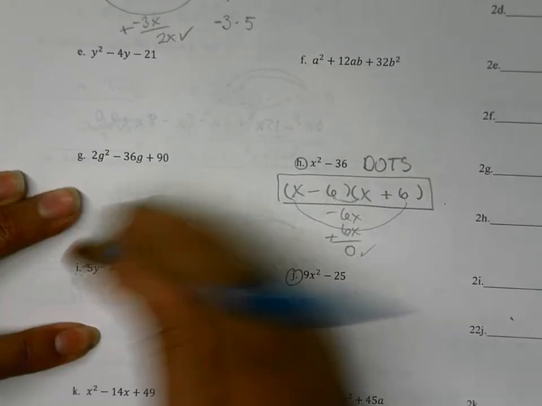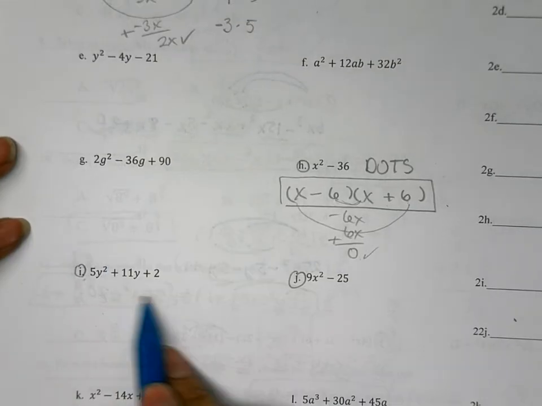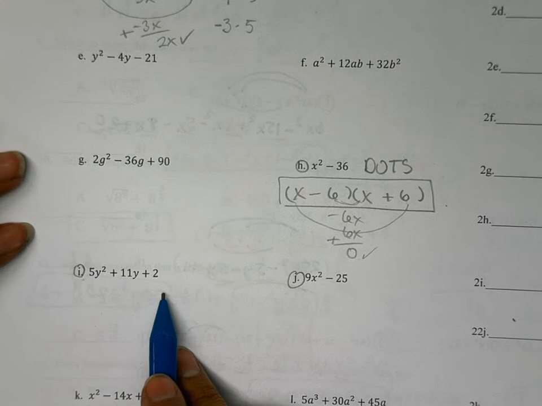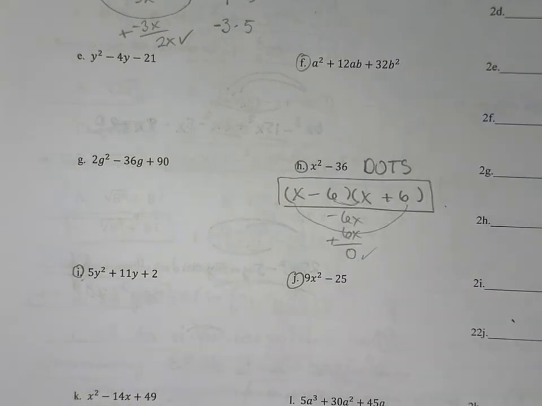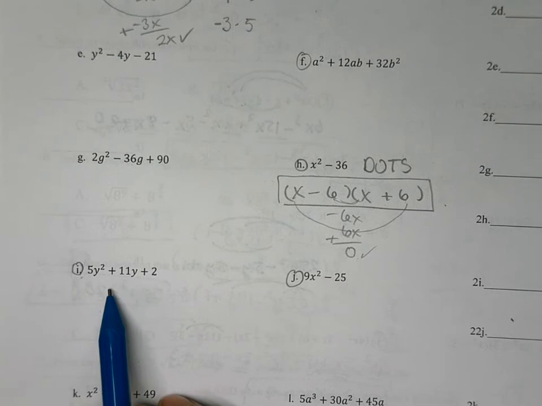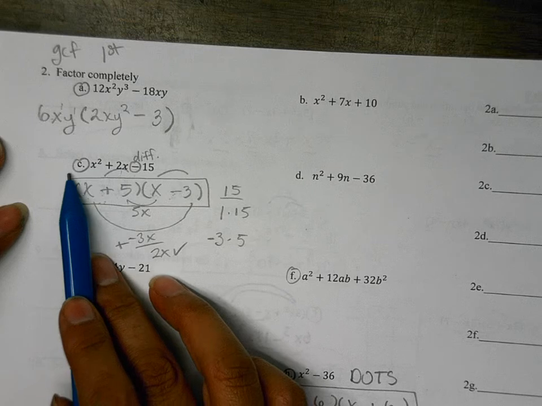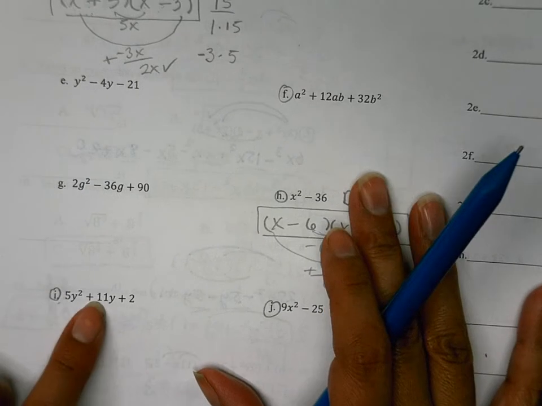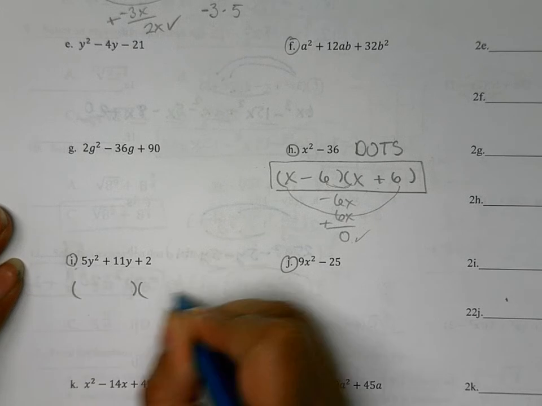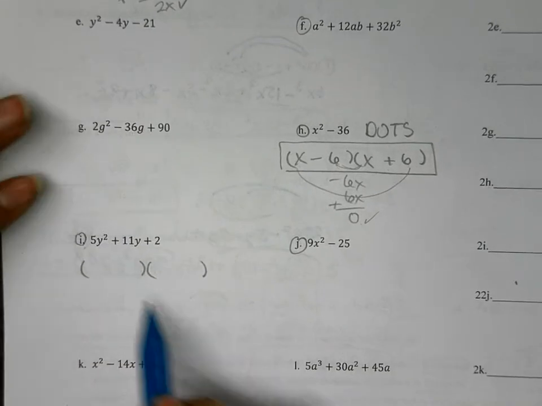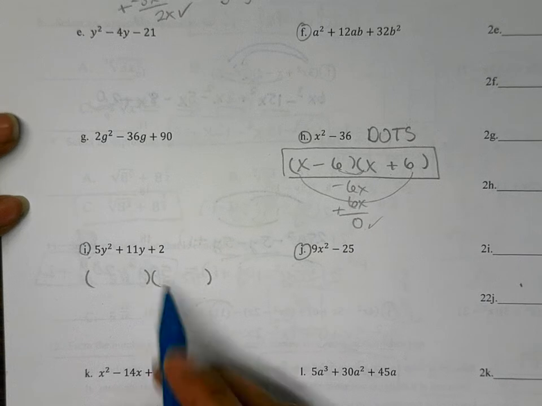Okay. Letter I. How many terms? Is there a GCF? Because that's the first thing we should always ask ourselves. No. Okay. 3 terms. Taking a look right here. 3 terms. Does it look like the trinomial guess and check like this one? X squared, x, a constant. Y squared, y, a constant. Does it look like that? Yeah. Okay, so we do double bubble.